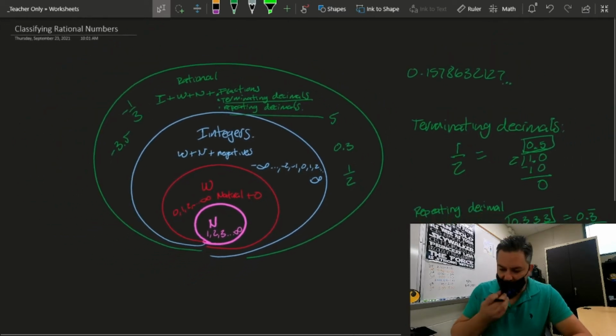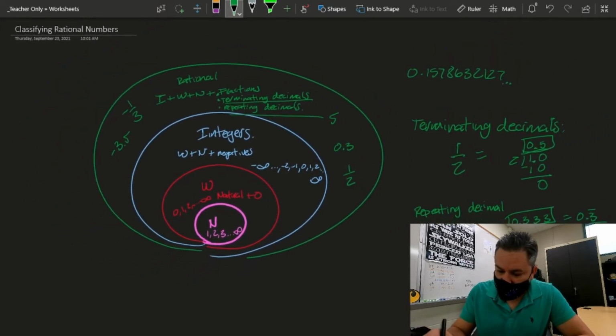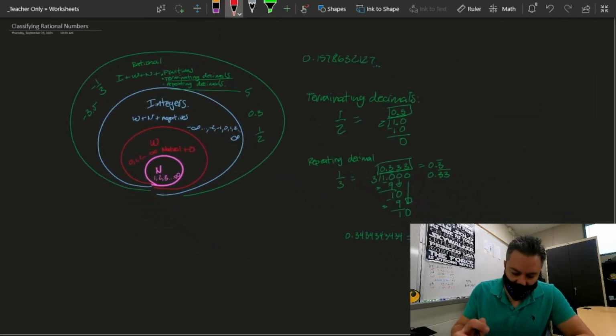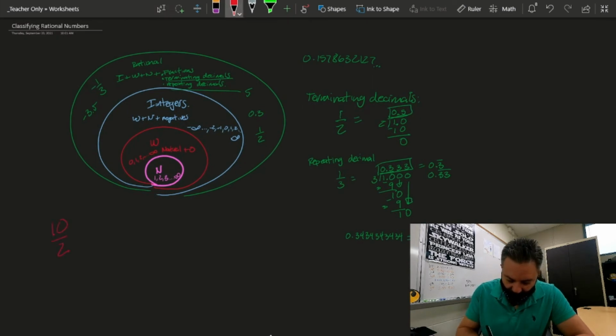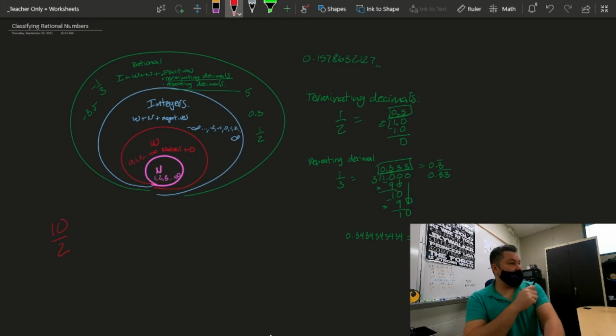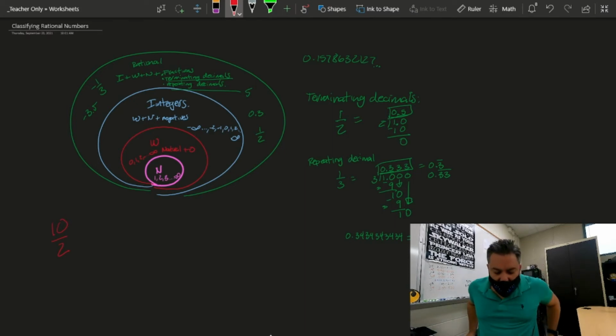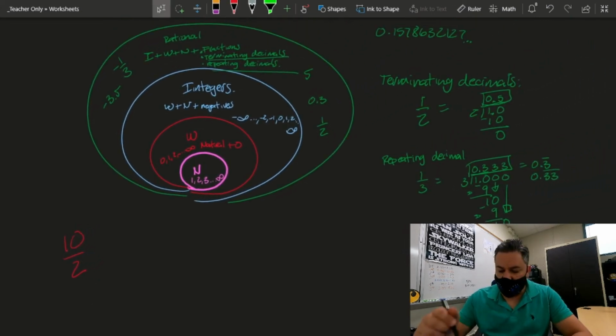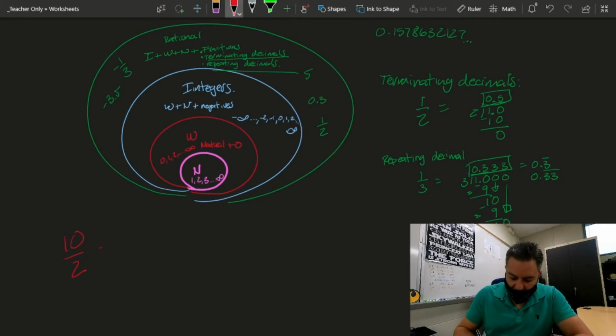Now let's fill this in a little bit. What if I have, let me do another color, the fraction 10 divided by 2. Where's that going to go? If you're in my previous class, do not participate because you already know this. Where would I put it? Rational, integers, whole number, or natural? Rational. So rational. That's it? No. What else?